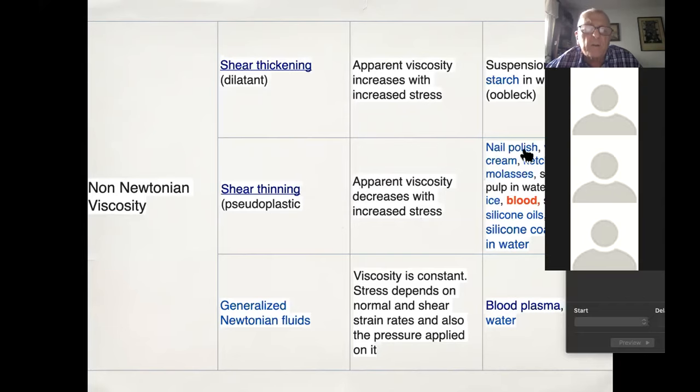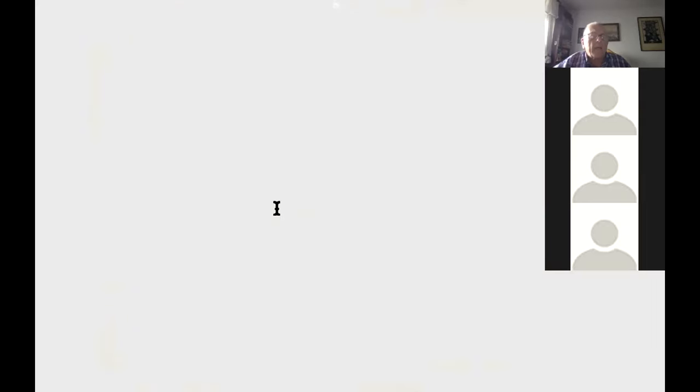There are shear thinning pseudoplastics, where apparent viscosity decreases with increasing strain. There is a whole list: nail polish, whipped cream, ketchup, molasses, syrups, paper pulp in water, latex paint, ice, blood, some silicone oils, some silicone coatings, and sand in water. And there are generalized Newtonian fluids where viscosity is constant, and examples of them are blood plasma and custard in water. So we are mostly interested in the shear thinning pseudoplastic non-Newtonian liquids, because blood is one of them.